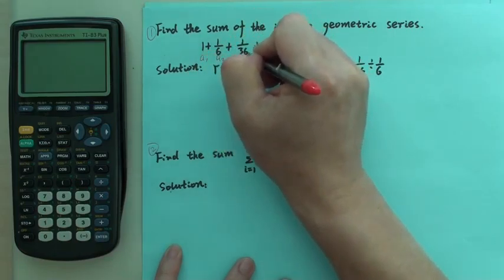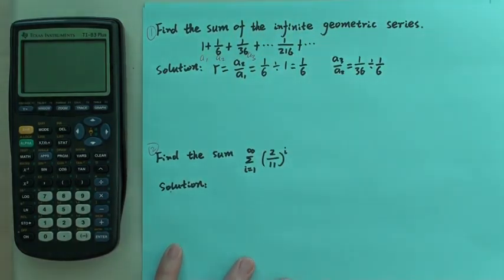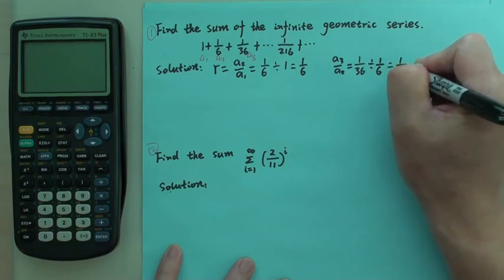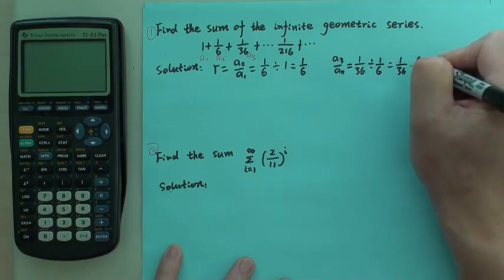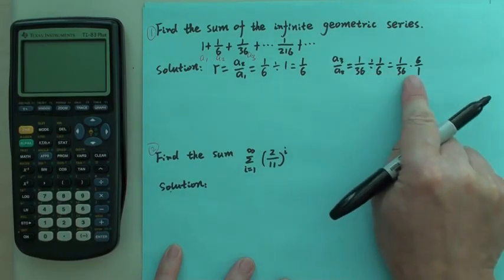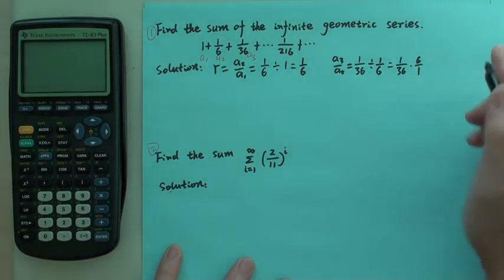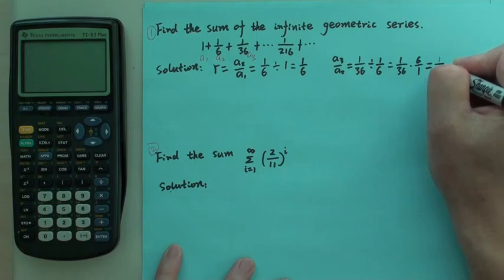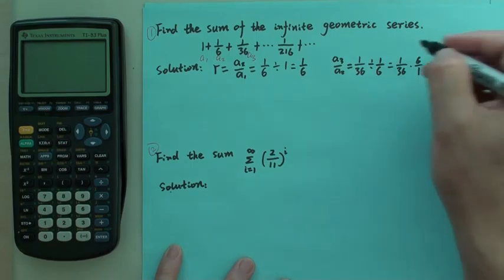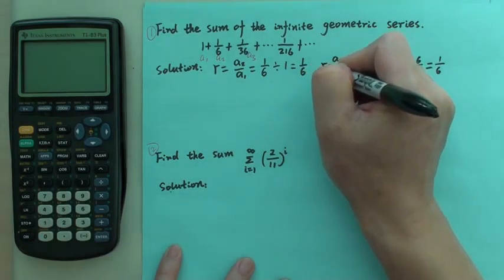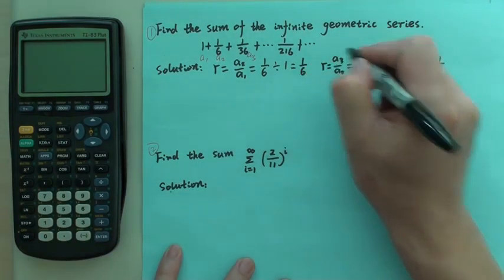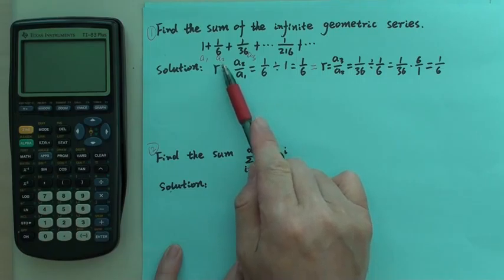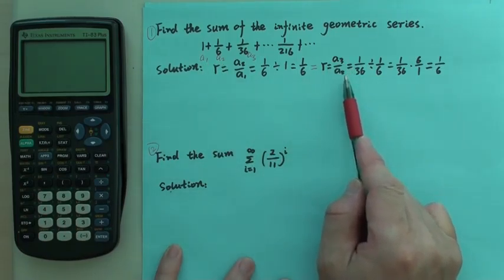You don't know how many terms there are, and that's not important. It's 1 over 36 times 6 over 1. Here is division, so you flip it to multiplication, and then you can do the cancellation. 6 and 36, so it's still 1 over 6. This is your R. They're equal, so it doesn't matter which one you use. You may use A2 over A1, or A3 over A2.